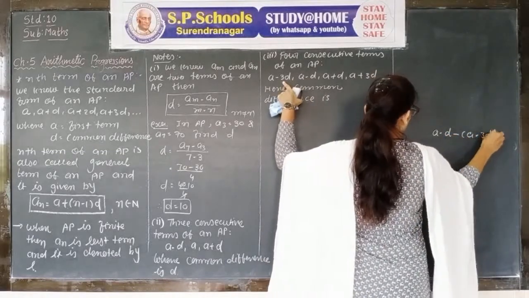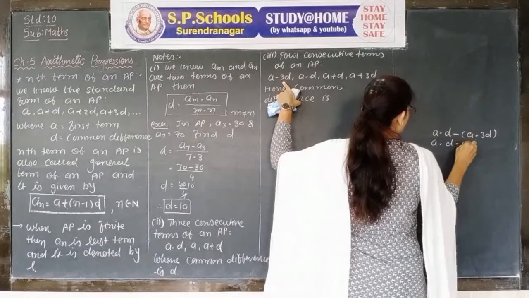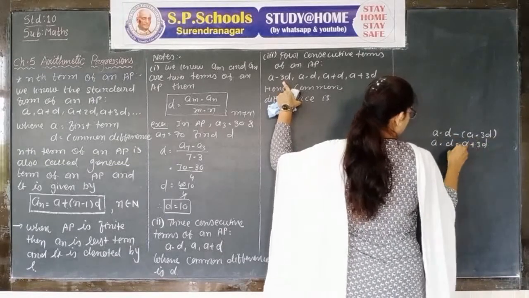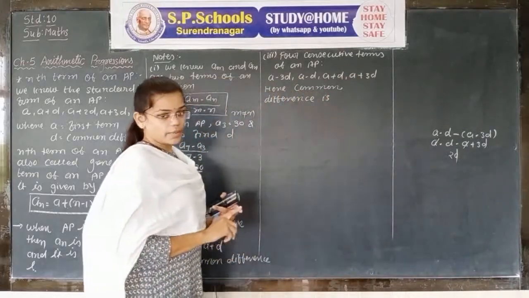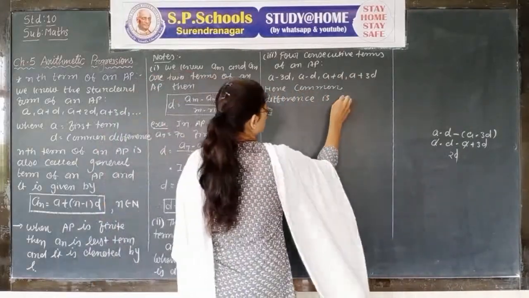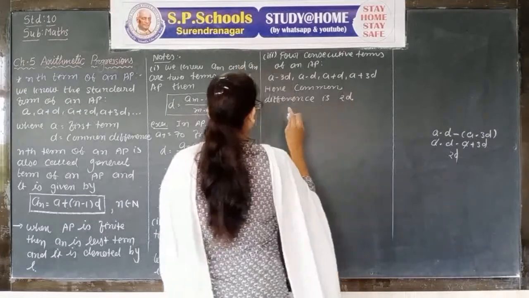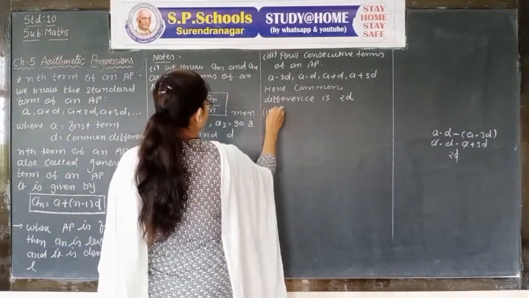A minus d minus a minus 3d. A minus d minus a plus 3d, minus and plus cancel and we get plus 2d. Here d is not the common difference, but the common difference is 2d. Common difference is 2d, keep in mind. Next, fourth number.